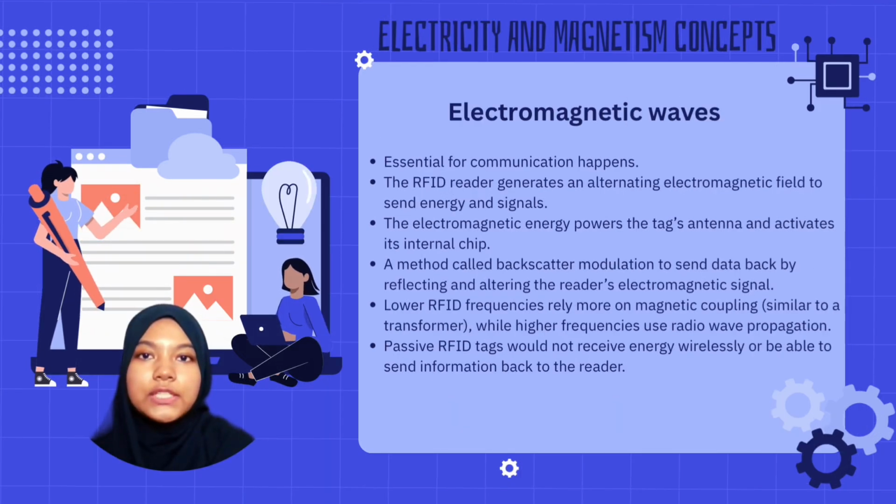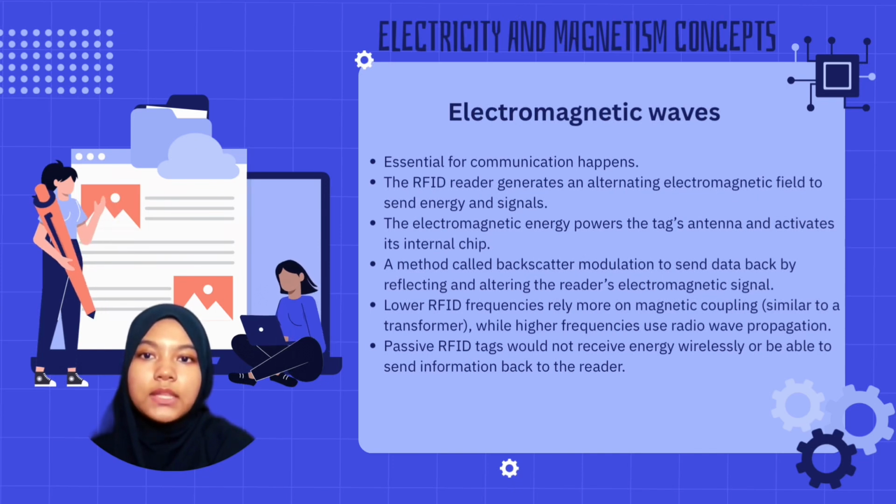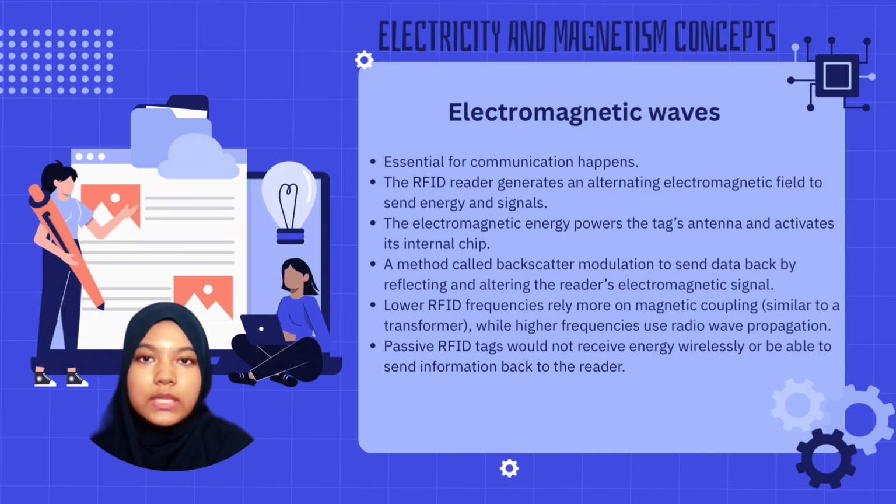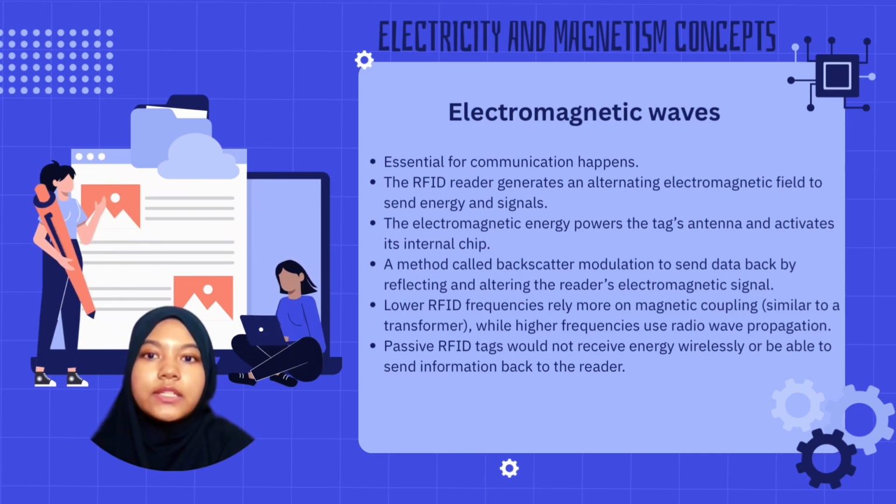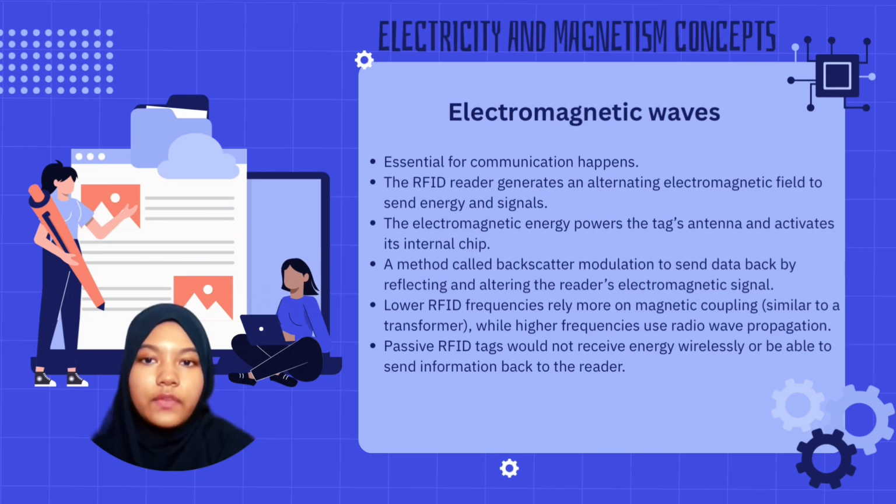So moving on to electromagnetic wave, electromagnetism is the key to how RFID works. The RFID reader produces an alternating electromagnetic field to send energy and signals. When a passive tag enters this field, it absorbs the energy to power its microchip. Once activated, the tag sends information back to the reader by changing how much electromagnetic energy it reflects, by a process called backscatter modulation. Different frequencies also affect how well this communication works.